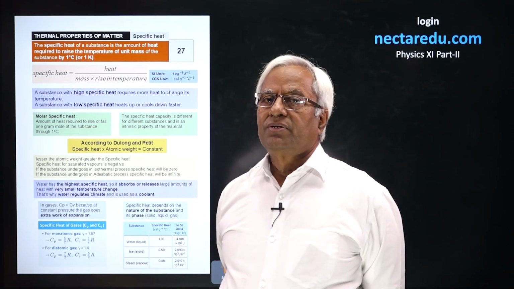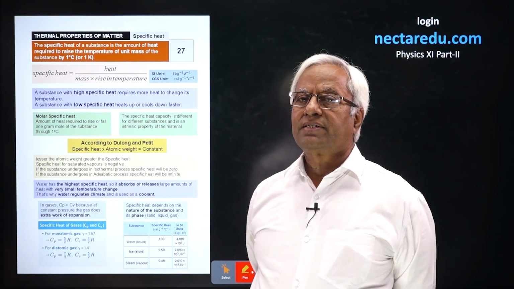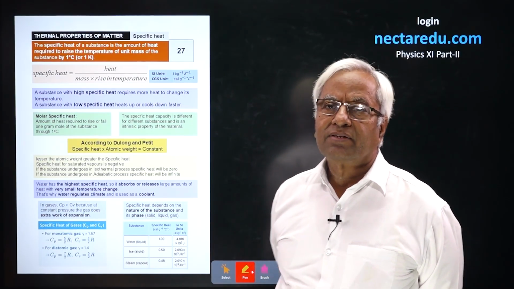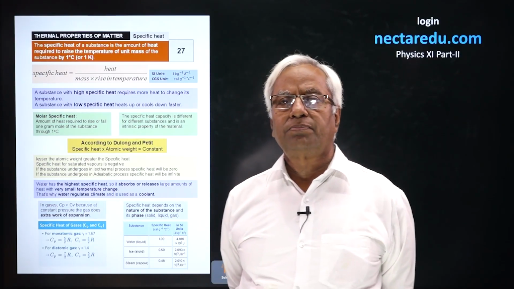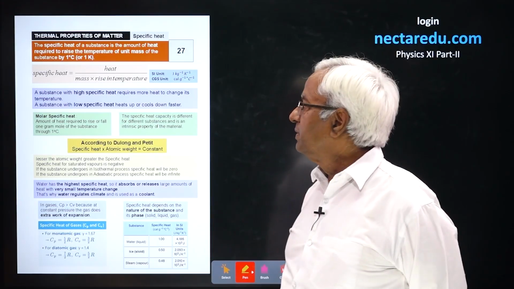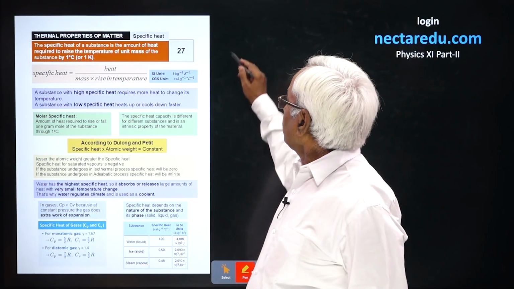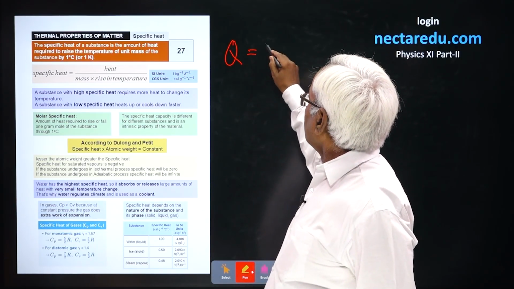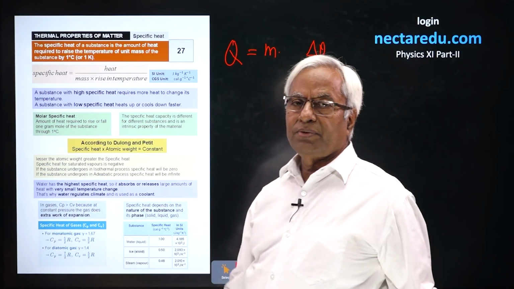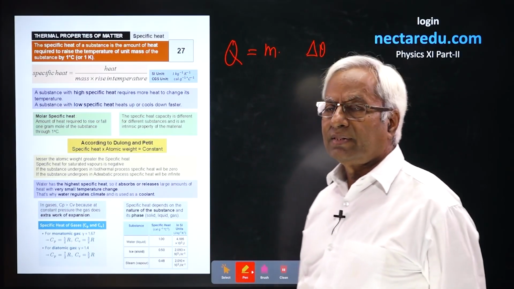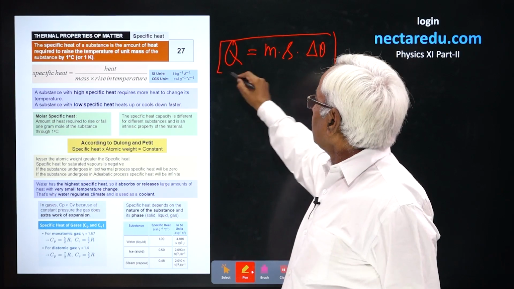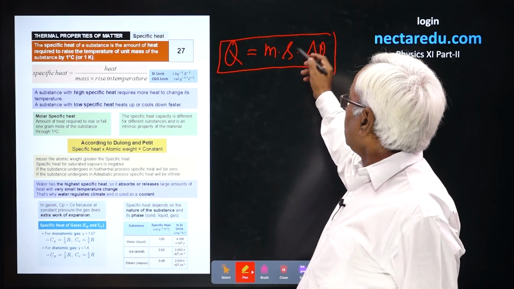Specific heat. Specific heat is the characteristic of a material. It's not going to depend on the dimension like length, area, volume, shape, size, etc. It is an intrinsic property of the material. When a body of mass m is heated by delta theta, that means the temperature increases by delta theta, in that case, the heat required will be given by this relation: m s delta theta.